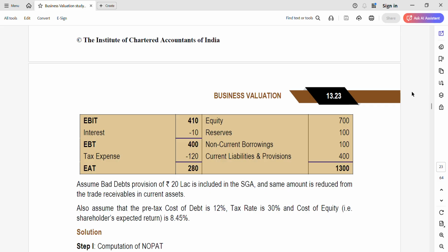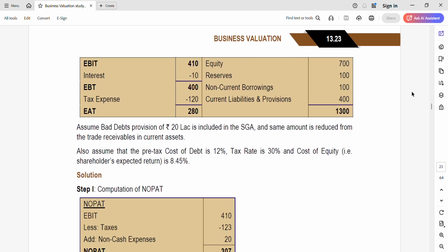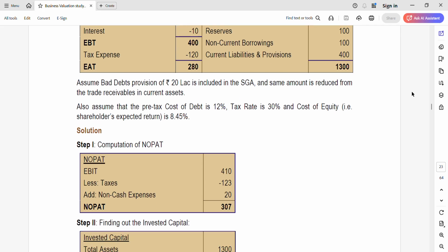So your first step is computation of net operating profit after tax. So EBIT is given, tax rate is given, and be very careful, the non-cash expenses should be added, so that will give you NOPAT as rupees 307 lakhs. If they miss to mention it here, you should mention the rupees in lakhs.